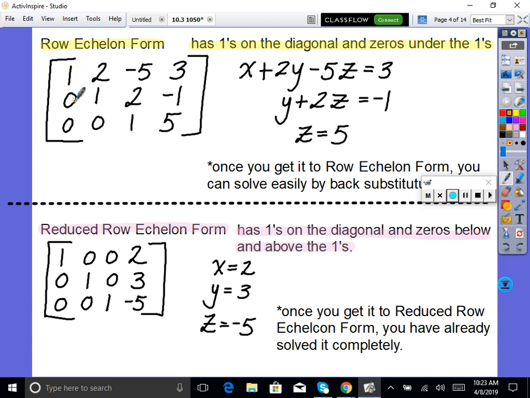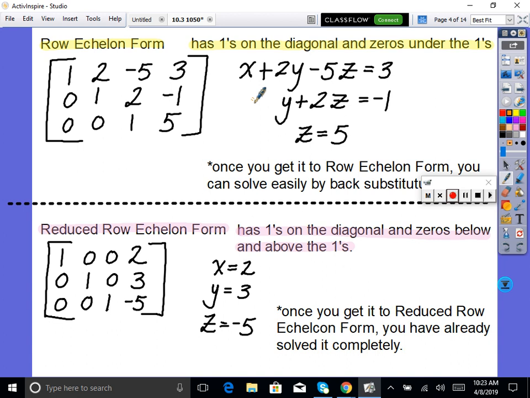And then there's a 0x plus 1y. Then there's 0x plus 0y plus 1z. So basically, look, there's 1's on the diagonal and 0's below. That's what row echelon form is. Only 1's on the diagonal and 0's below. If you get a matrix using algebra to this form, if you get it to this row echelon form, you actually can solve. Because look, what you would have is a true statement.